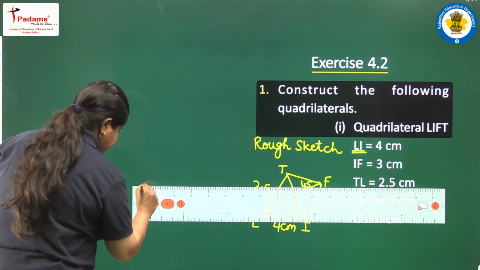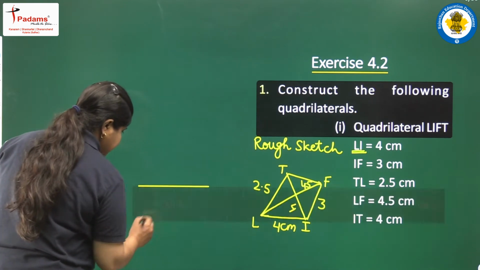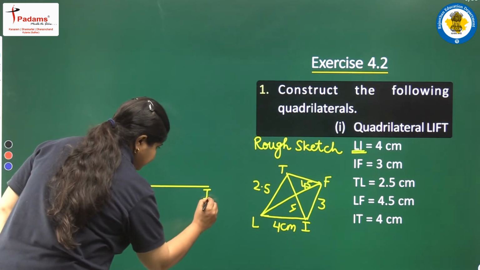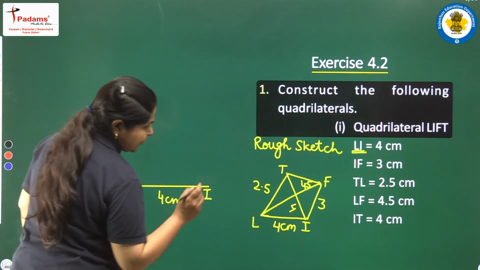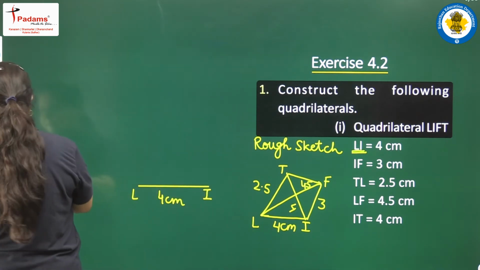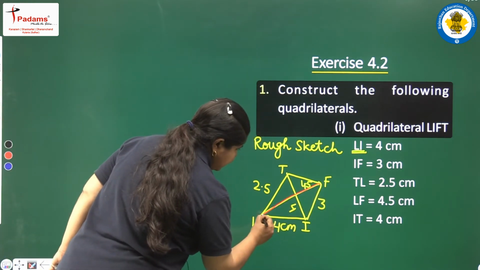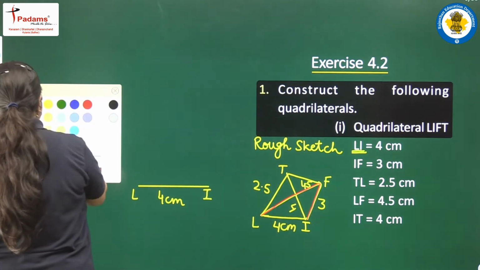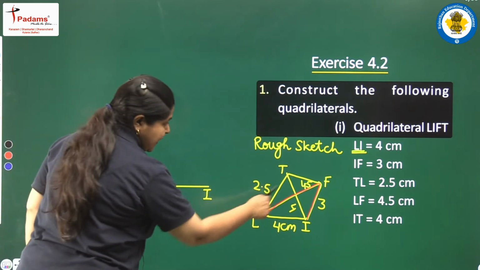So this is the line segment of length 4 centimeters. Let me name it as LI, 4 centimeter. Then what next? We know these two measurements. This one is 4.5 and this one is 3. You can see the red line segments. So we will mark the arcs according to these two line segments.